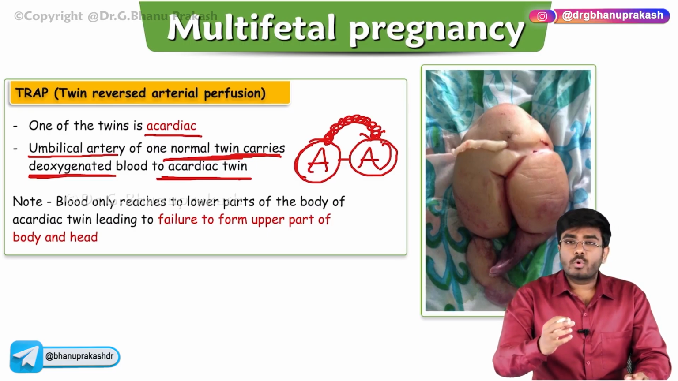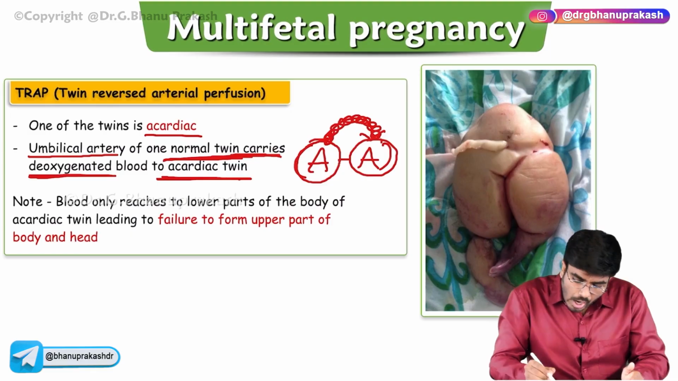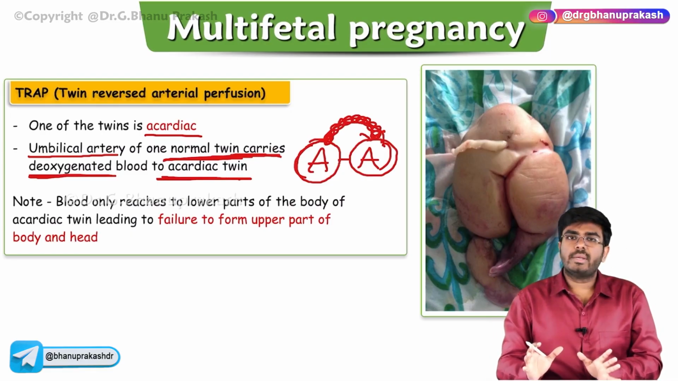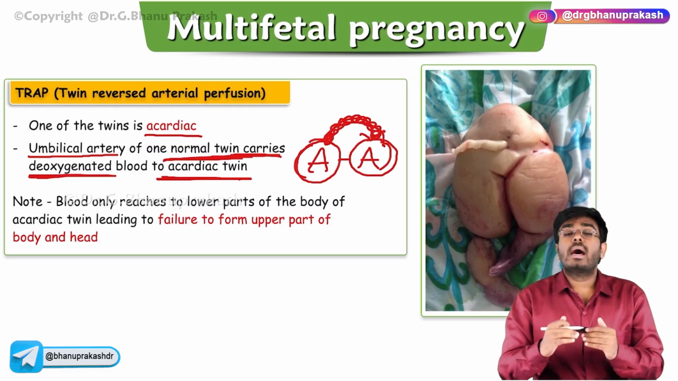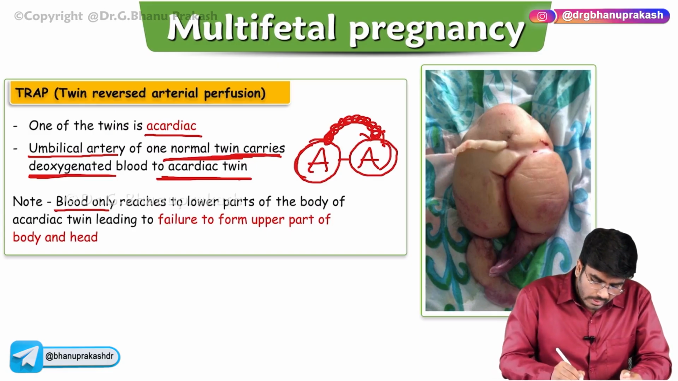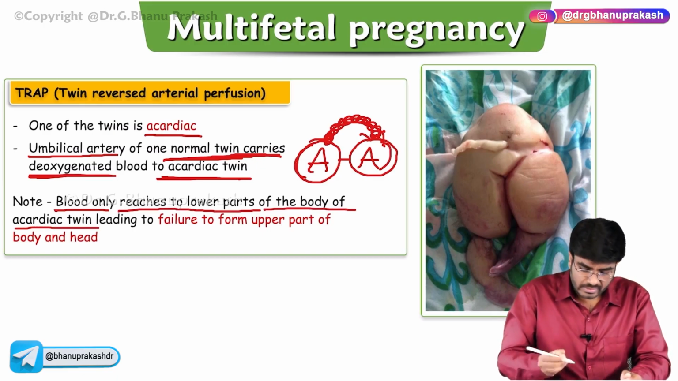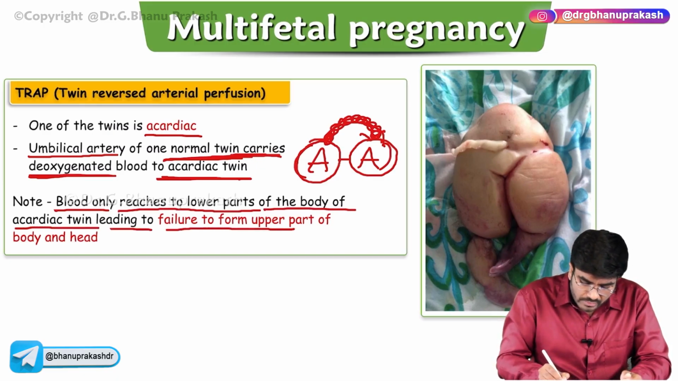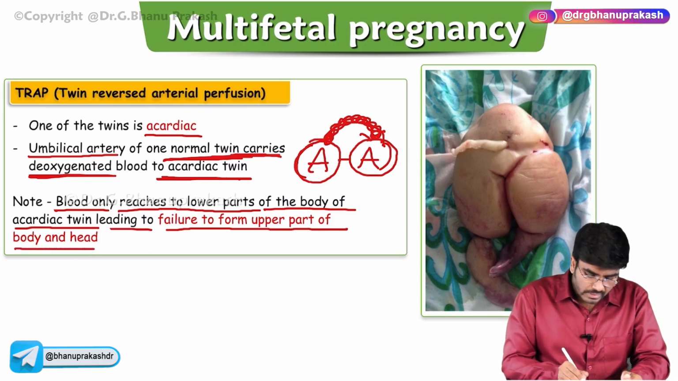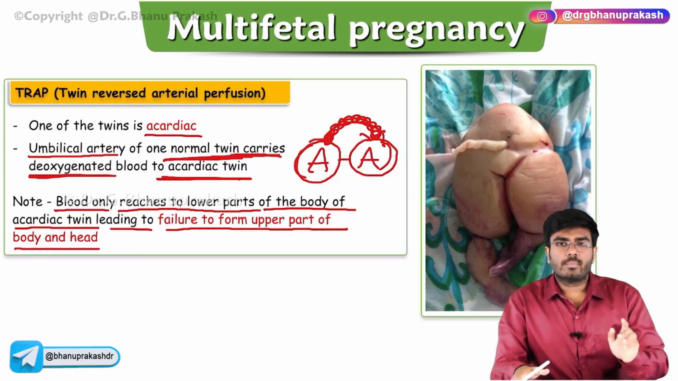All this blood will be going to the lower extremities because of gravity. All the blood is reaching the lower extremities. So lower extremities are developed, but the upper extremities are not developed. So this is a very important point. Blood only reaches the lower parts of the body of the acardiac twin because of gravity. It leads to failure of the upper part or the upper trunk to form and failure of the head to form. This is TRAP, acardiac twin. That's a very important point.